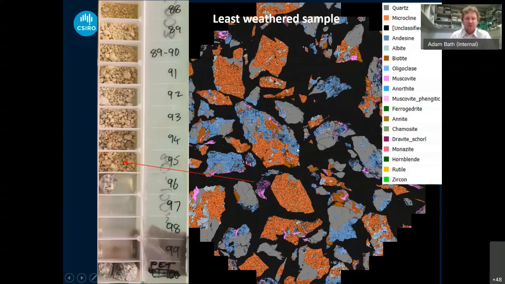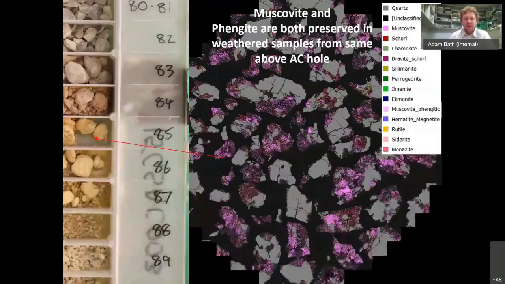As those rocks become weathered, we start to lose the feldspar. The quartz survives, but you still get these books of the white mica. So that backs up a lot of the work that Ravi's done with his profile, showing that white mica survives up into the regolith and it can be used.